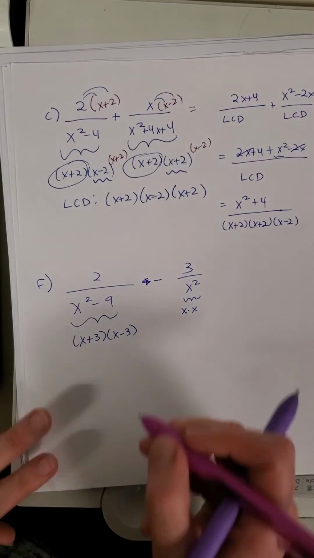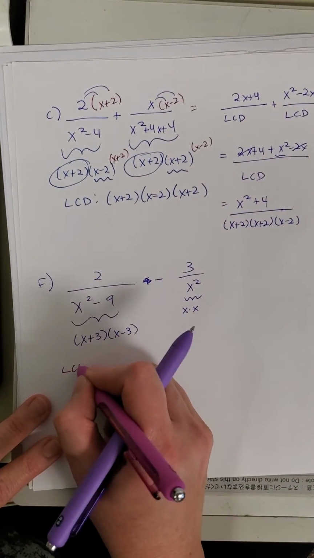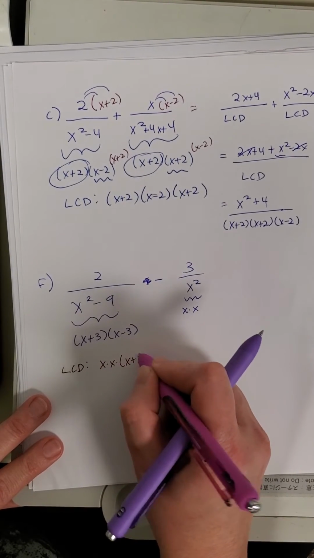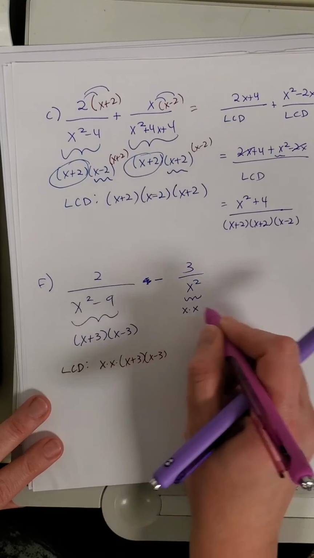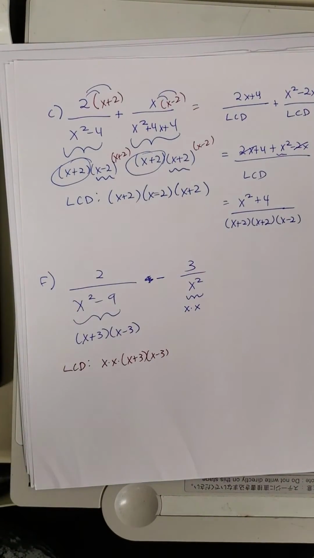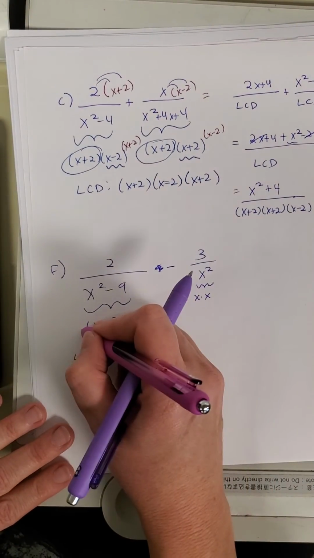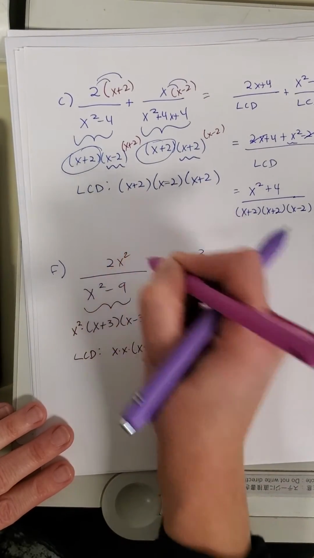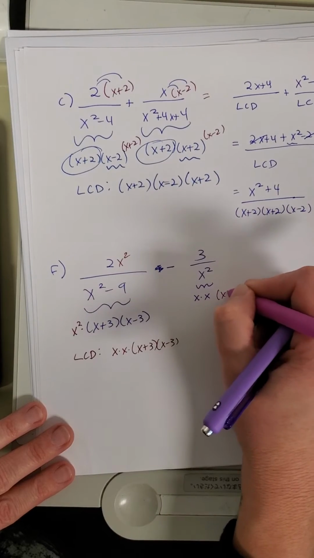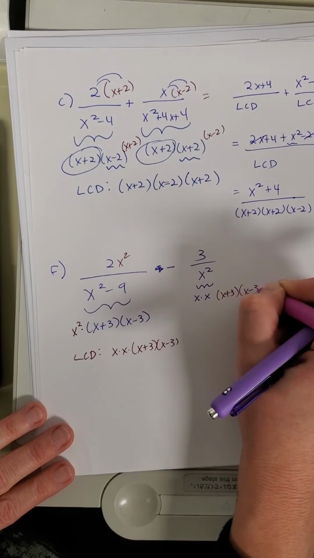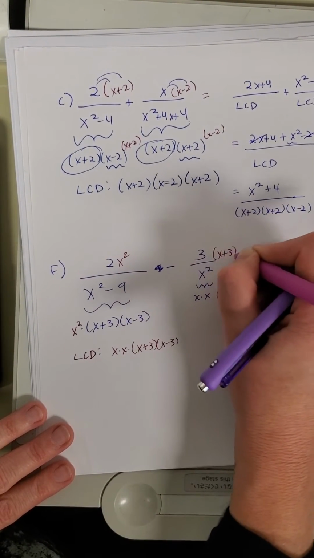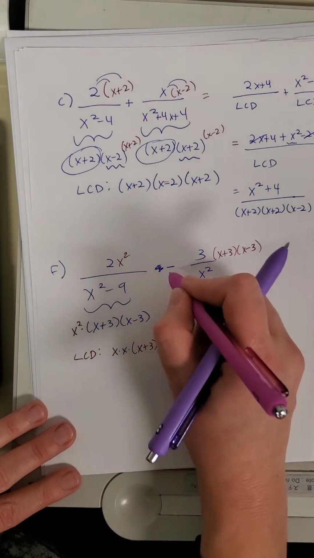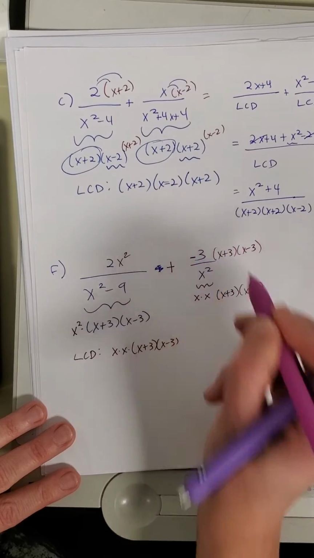And so I noticed that our LCD is x times x plus 3 and x minus 3. You notice they have no common factors. That means I'll have to multiply this by x times x, or x squared, and to the numerator as well. And I'll have to multiply this one by x plus 3, x minus 3, to both the numerator and denominator. I'm going to go ahead and change this to a plus and put my minus sign right there so I don't forget.